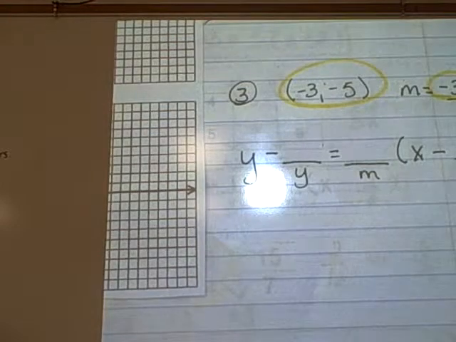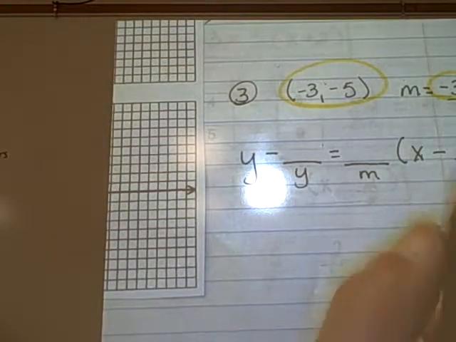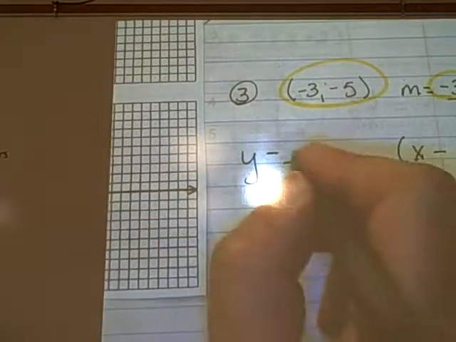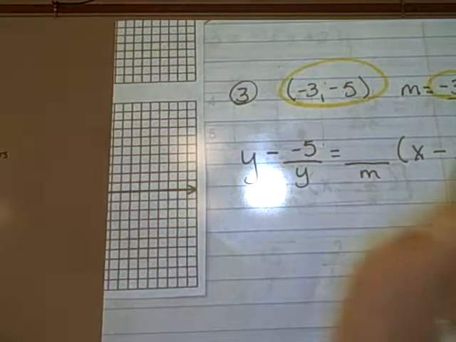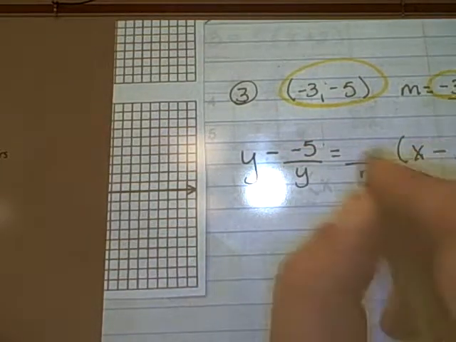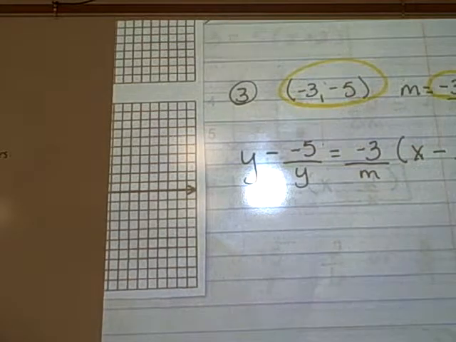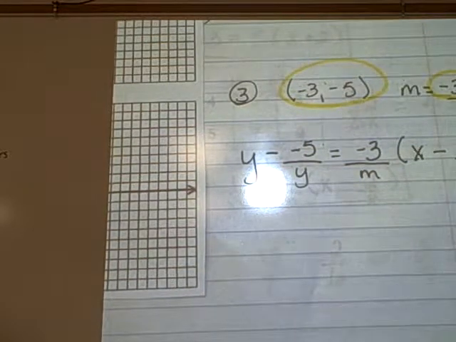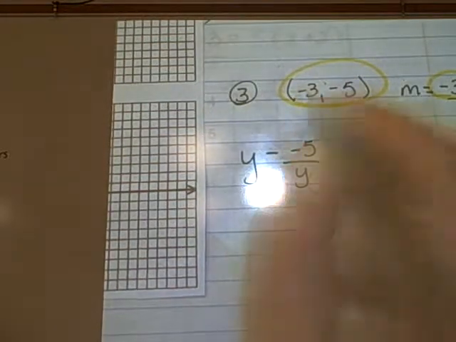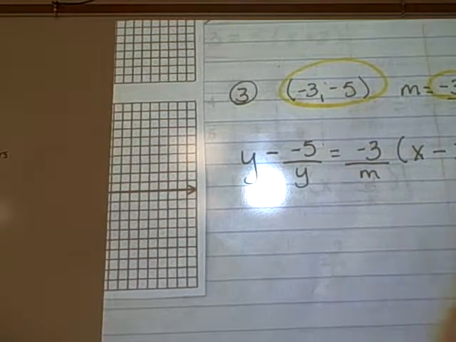So let's fill in some blanks. What's the y number? -5. What's the m number? -3/1. We're just going to do -3. Reduce it down for the equation. And then x minus the x number is also -3.